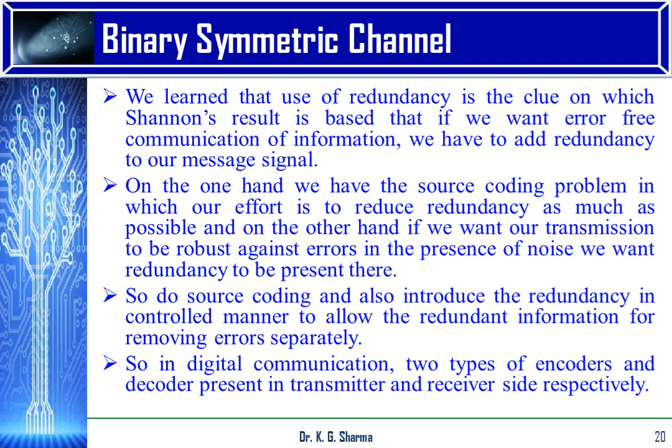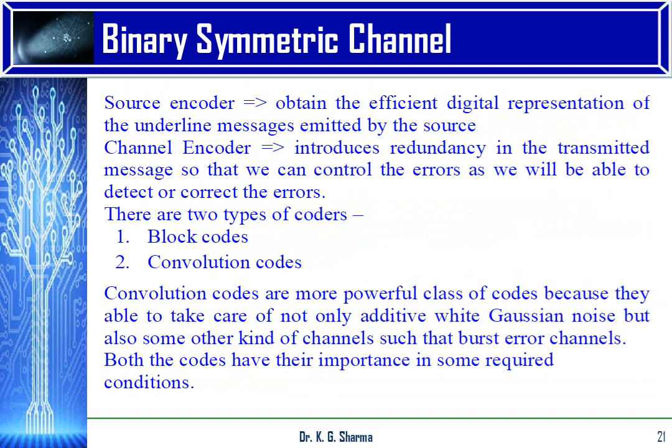In digital communication, we learned about two types of encoder. One is source coder and other is channel coder. The job of source coder is to obtain the efficient digital representation of the messages with minimum redundancy. A channel encoder introduces controlled amount of redundant bits with the message to detect and correct the errors. So there are two types of codes. One is block code and another is convolutional codes. We will learn about these two codes one by one.